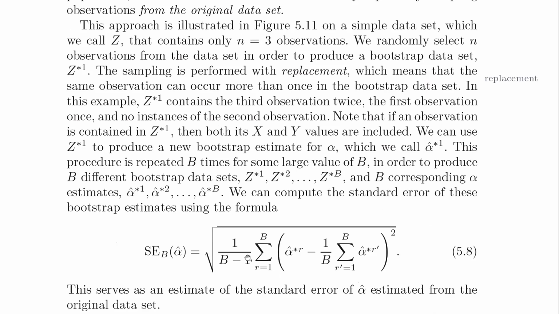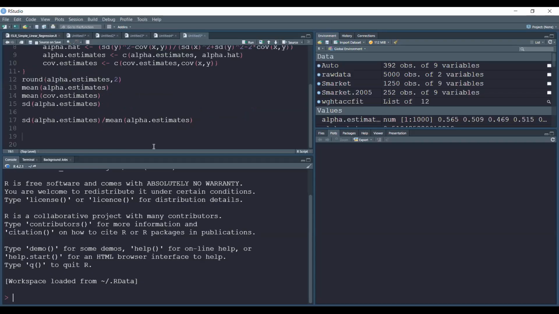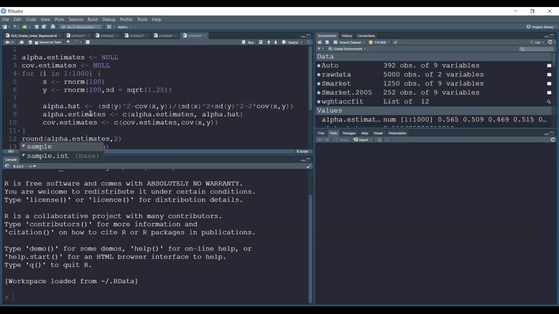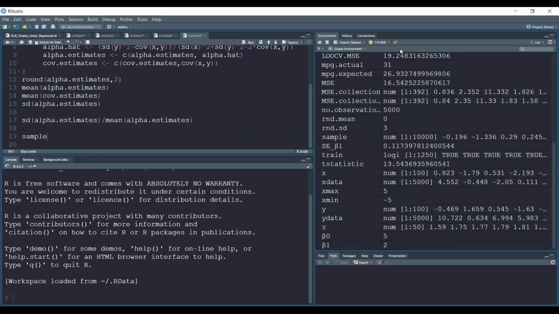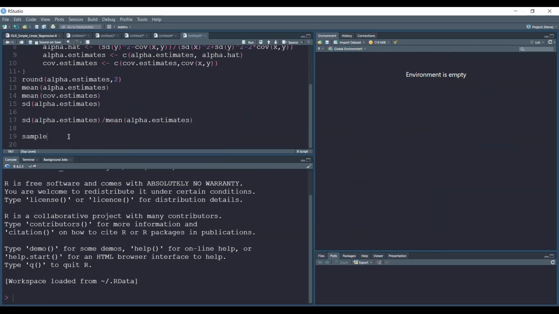Can we see this in R? Last time I started typing, and it may have actually been correct. If you type sample, but for some reason when I tab, have I used sample? Did I accidentally, oh, because I took sample over here. Let me just clear the environment. Okay.